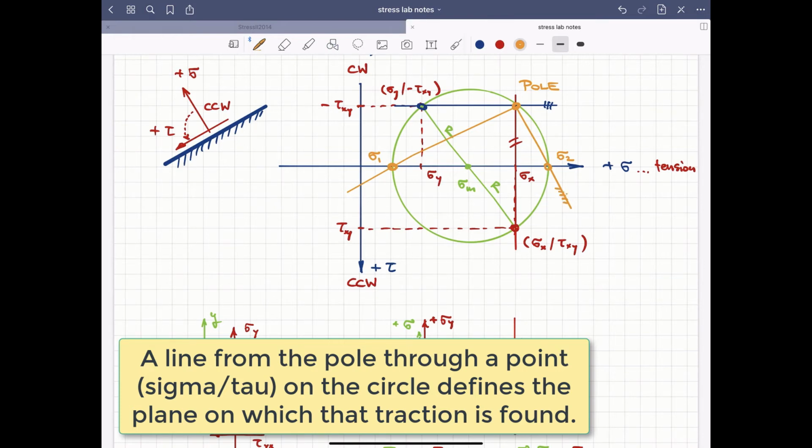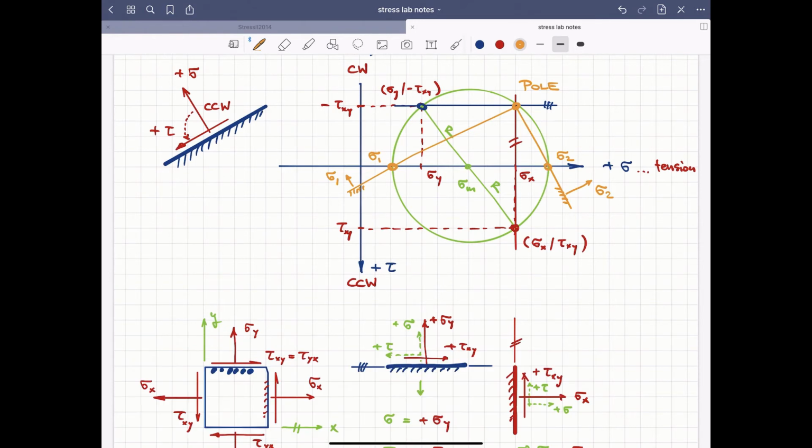That means all we have to do is draw lines from the pole through our two principal stress points to find the orientations associated with those principal stress points. Let's not forget that the marked points sigma 1 and sigma 2 actually represent a combination of normal stress sigma 1 and zero shear stress.